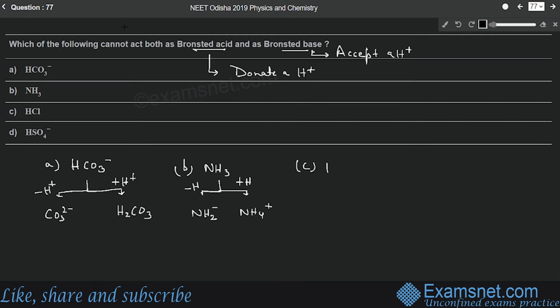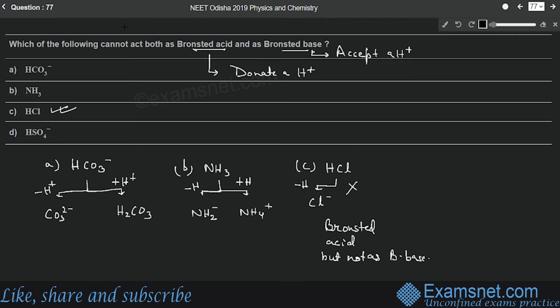Now the next one is HCl. Here it can donate a proton, so it will form chloride ion. But it cannot accept a proton. So we can see that this is acting as a Bronsted acid, but not as a Bronsted base. So this will be the correct answer here.